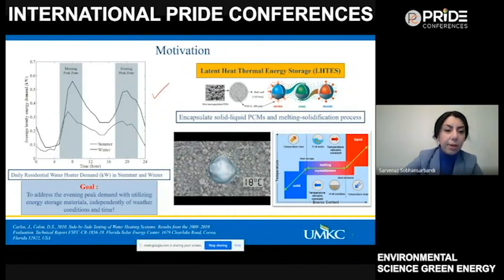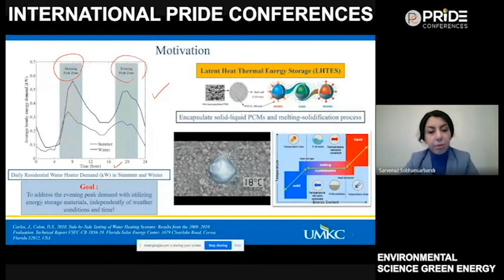If you look at the figure on the left, this shows basically the daily residential water heater demand in summer and winter mode. It shows that during the 24 hours of the day, the morning peak zone starts around 6 a.m. till around 9 or 10 a.m. And the evening peak zone starts from 5 p.m. till like 9 or 10 p.m.